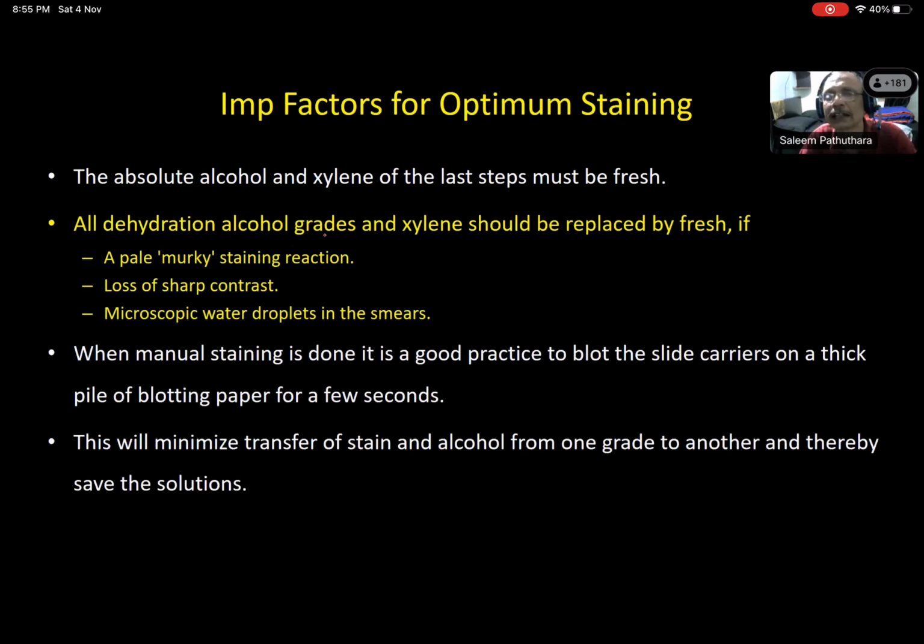Now other factors are dehydration grades. Alcohol grades and xylene should be replaced by fresh. If there is a pale, murky staining after the clearing is over, if you hold the slide against the light, you can see the water condensation, if any, and there should be none. If there is a sharp loss of contrast and microscopic water droplets in the smears, then you have to change the dehydration grades of alcohol and xylene, and it will give the proper results.